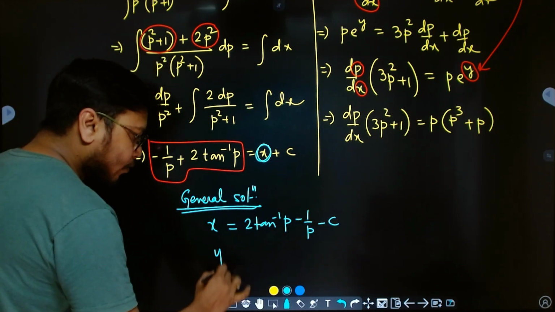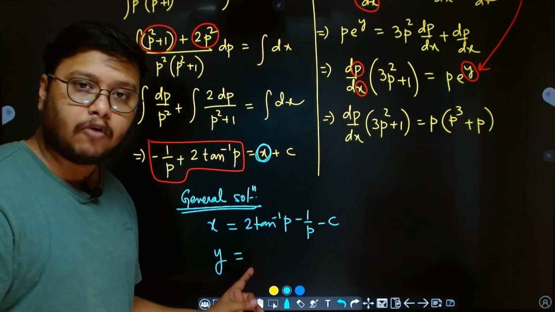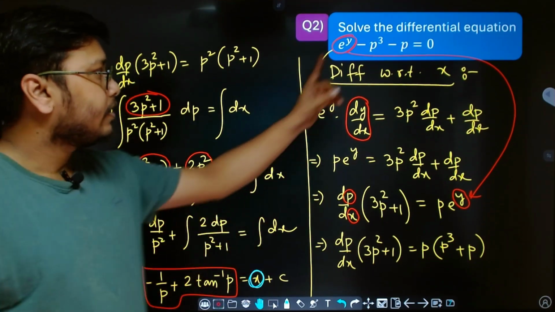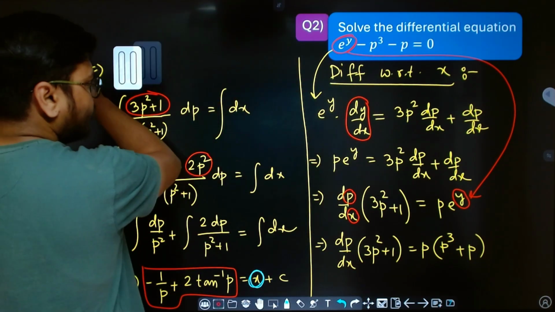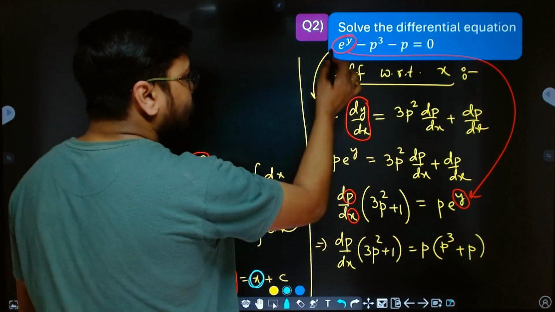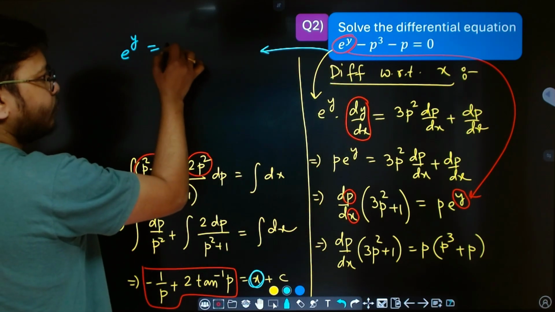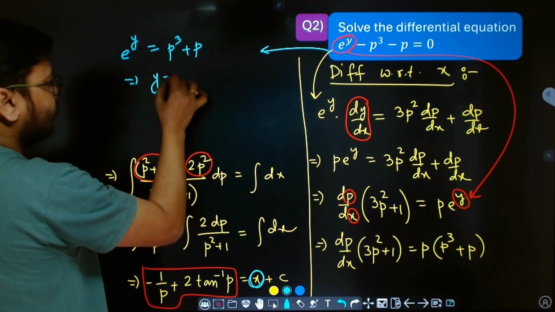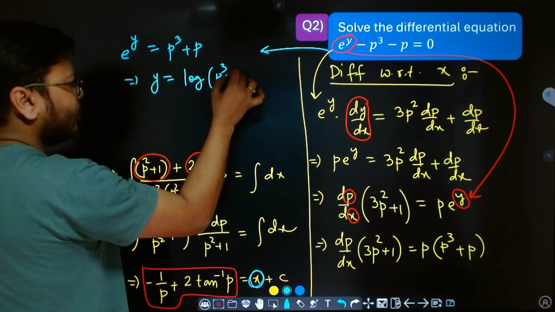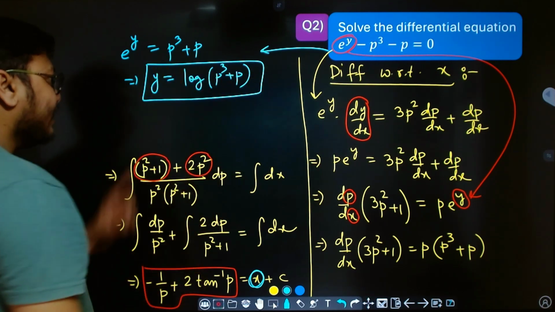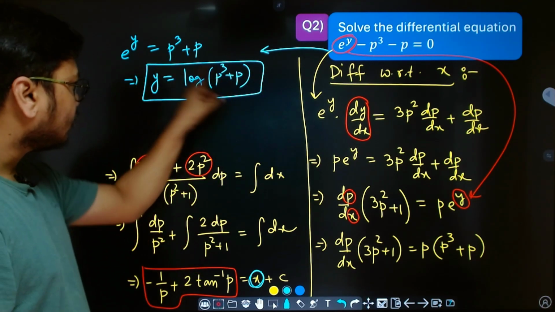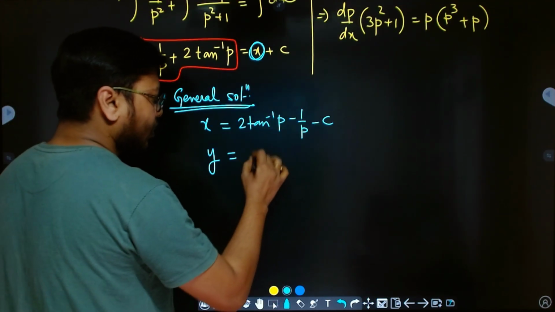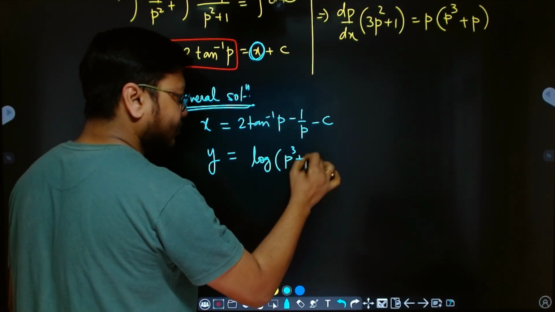And also we need to write y in terms of p. Now how will we get this y in terms of p? That will come from the original question, right? From here. So let's just do one line calculation from here. We have e to the power y equals p cube plus p. If I take a log on both sides, I have y equals log of (p cube plus p). So this is y in terms of p, and we are getting it from the question.